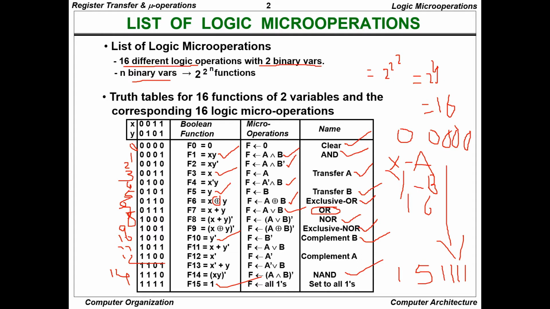If you observe carefully, the 0th logical micro operation is clear. F tends to 0 is a clear operation, and the 15th operation, that is the 16th operation, F15 equal to 1, is exactly opposite to F0. In F0 we are clearing the entire data, and in F15 we are setting all to ones. So these are the 16 logic micro operations we have here.